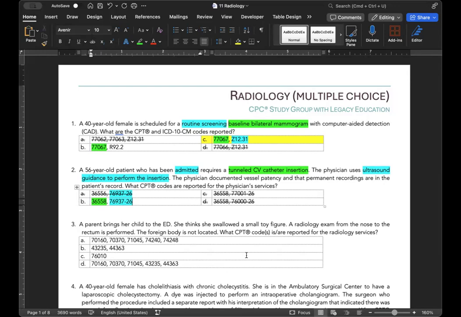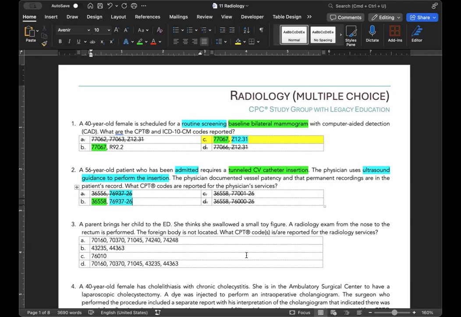So the tunnel kind of buries underneath the skin and then it goes directly into the vein. But the reason that it tunnels underneath the skin is so that it holds it in place a little bit longer and a little bit easier. So it still goes into a vein. It just doesn't go directly through the skin into the vein. It tunnels through it and then it goes into the vein. Okay, thank you. You're welcome.